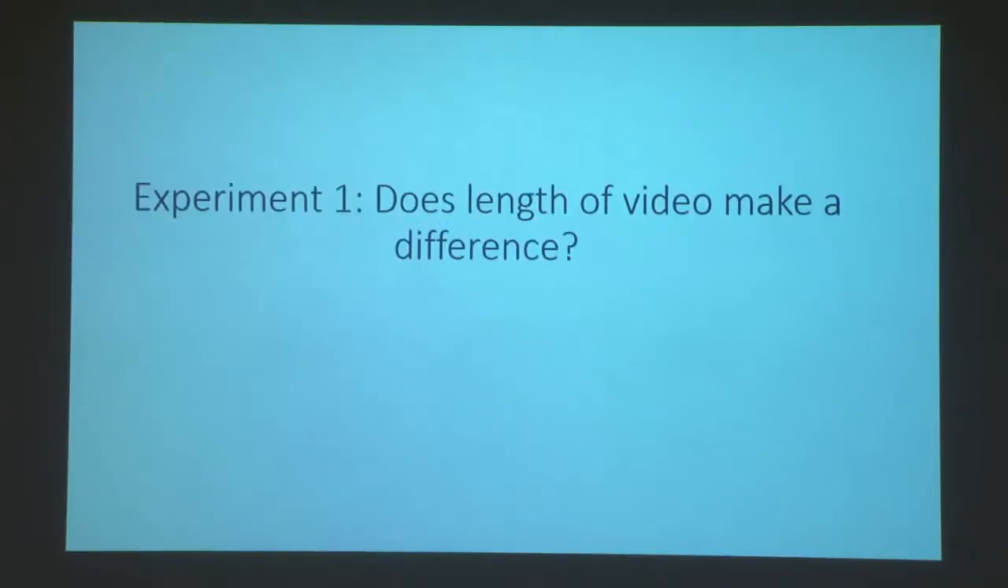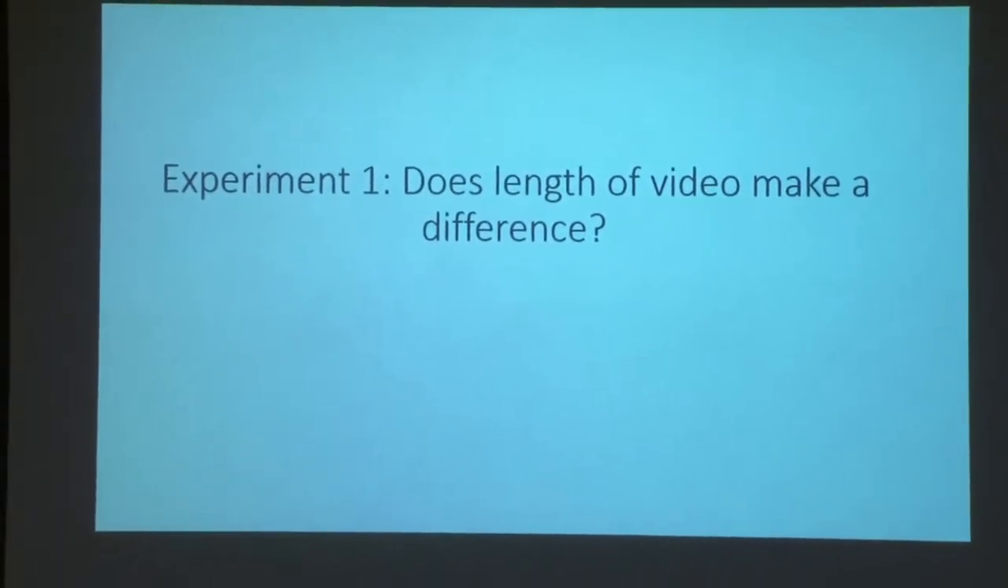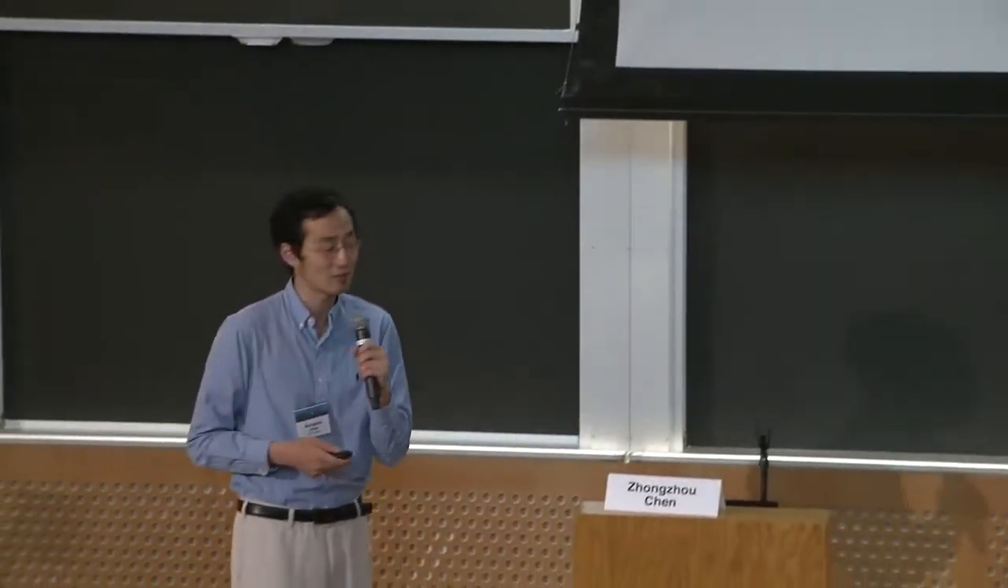But today I'm going to mainly talk about a couple of them, which I think is more interesting to the more general audience. The first one asks: does the length of a video make a difference? There's research that says people are more engaged in shorter videos, and we wanted to see if that is true and how short a video has to be.